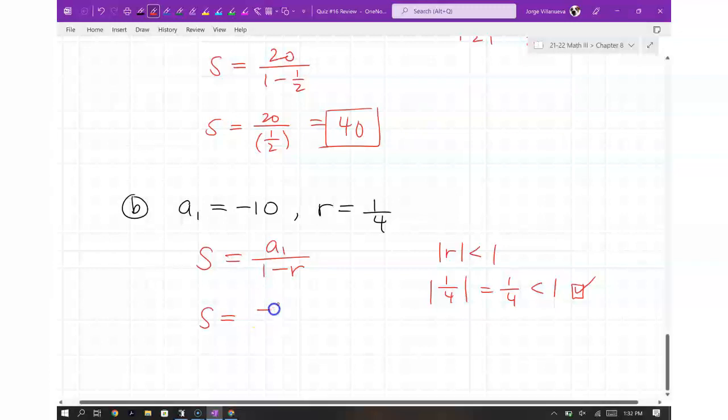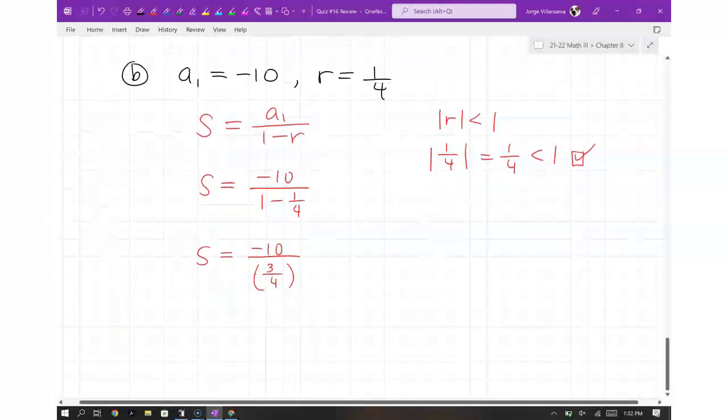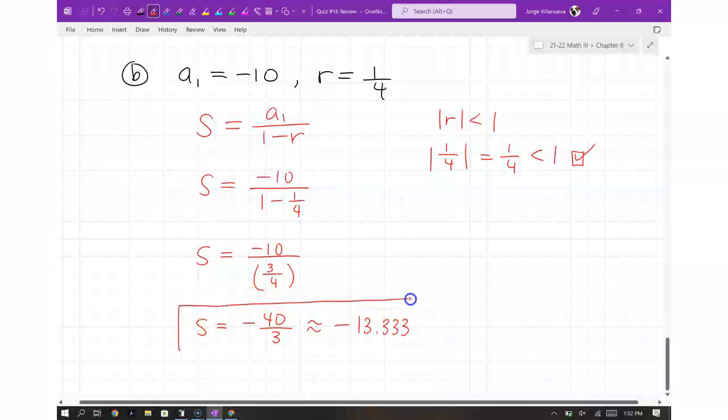So, a sub 1 is negative 10. 1 minus a quarter. So if you have $1 and you take away a quarter, how many quarters do you have? 3. So this is 3 quarters. Okay. And negative 10 divided by 3 quarters, you multiply by the reciprocal. So S would be negative 40 over 3. Okay. Or approximately negative 13.333. So here's your solution. So that's what's on tomorrow's quiz.